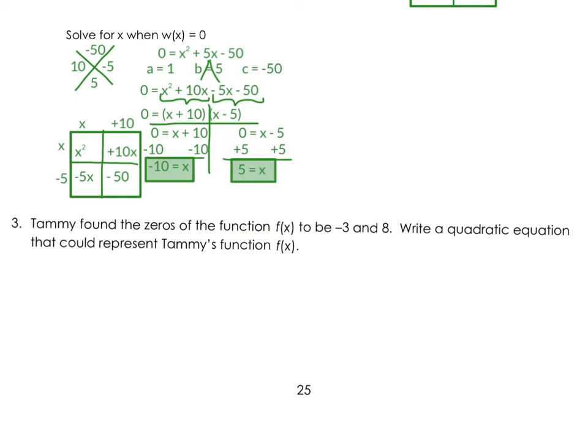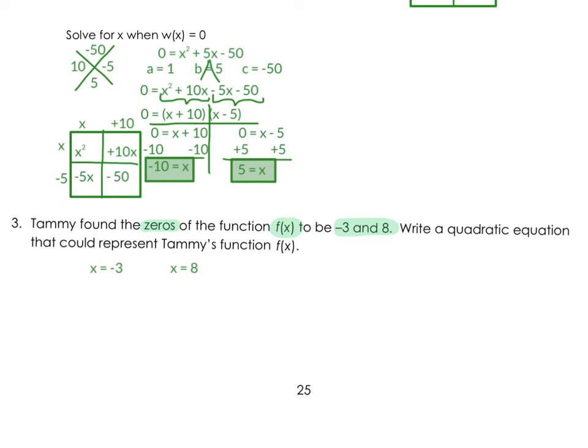The next question says that Tammy found the zeros of the function f of x to be negative 3 and 8. So when she says the zeros, that means that they already solved for the roots or the zeros. So I can write down for the function that the roots, x values, equal negative 3 and 8. And that's because it said that the zeros of the function f of x are negative 3 and 8. I now want to write down the quadratic equation that could represent her function f of x.